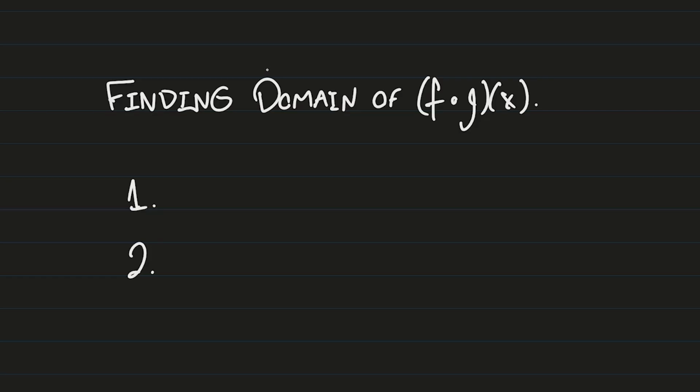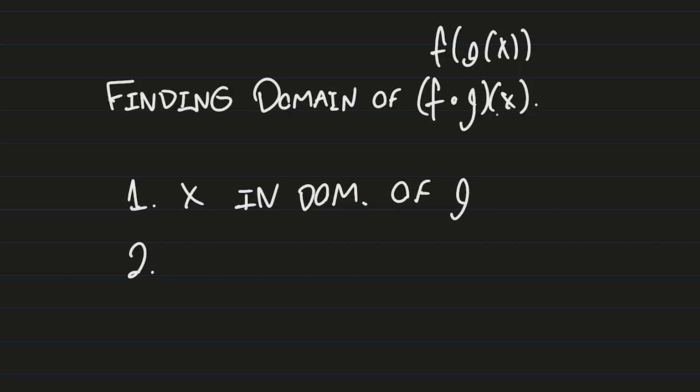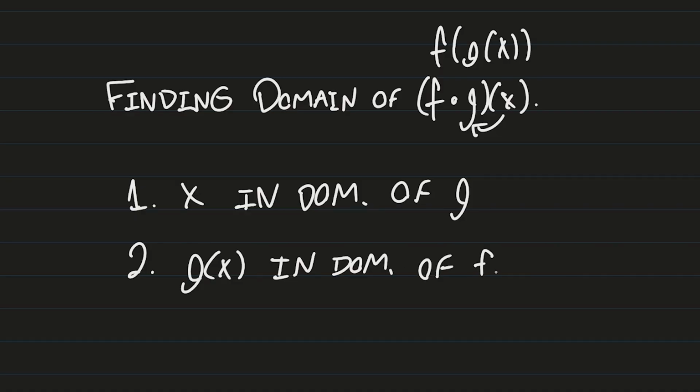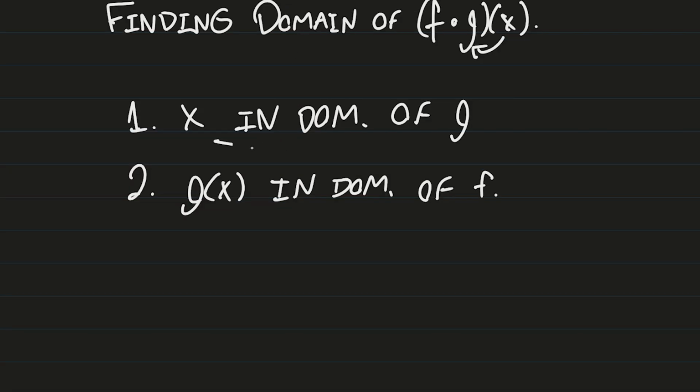Here's what you need to know about finding the domain of f of g of x. Remember, f of g of x can be rewritten like this. I know I sound like a broken record, but please do not forget this. Here are the two things you need to find the domain. First, x must be in the domain of g. And then g of x must be in the domain of f. In other words, the x's that you can give to g also must produce g's that can go into f.